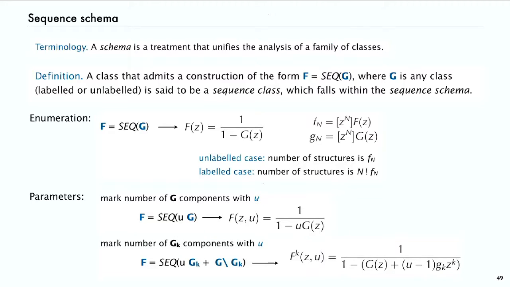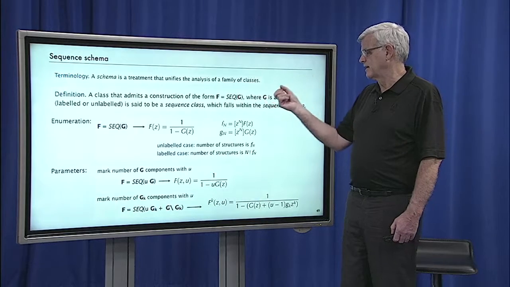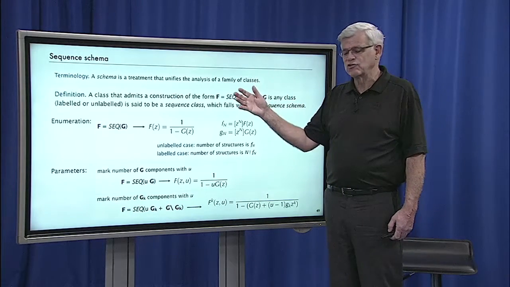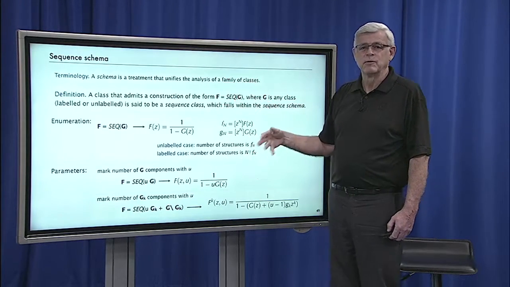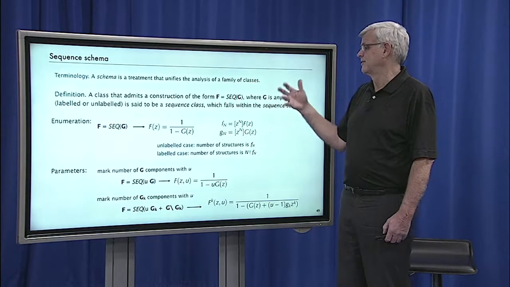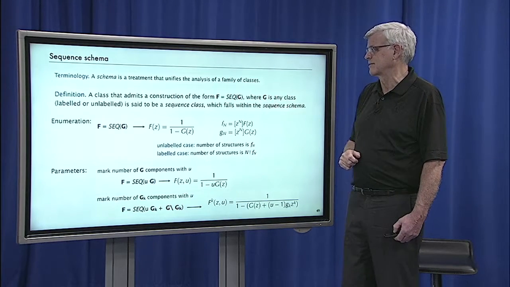Or maybe you want to mark the number of components of size k. So then you take the ones of size k and mark them with u and take them out, and then you get an equation like this for the bivariate generating function for the number of components of size k, and so forth. The idea that it's a sequence class gives us a relationship among the generating functions, and we can exploit that in the analysis with meromorphic asymptotics.